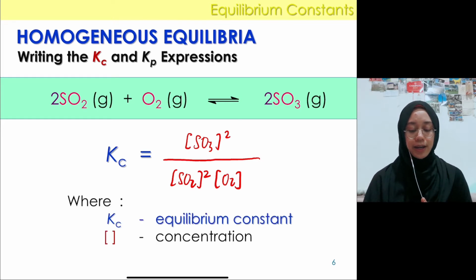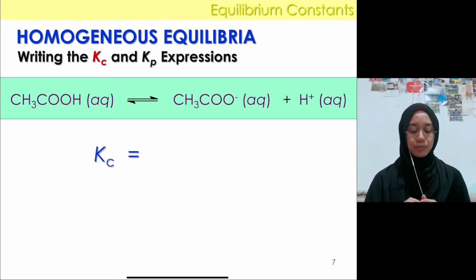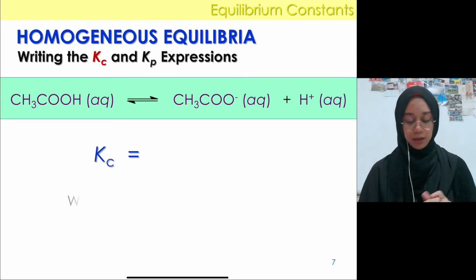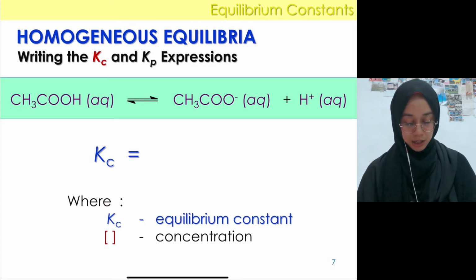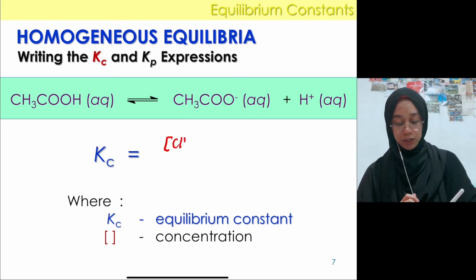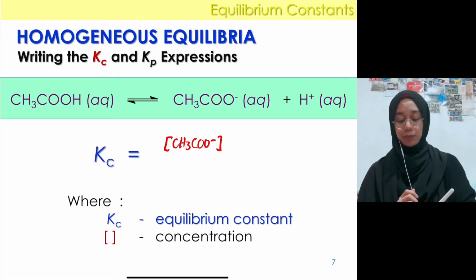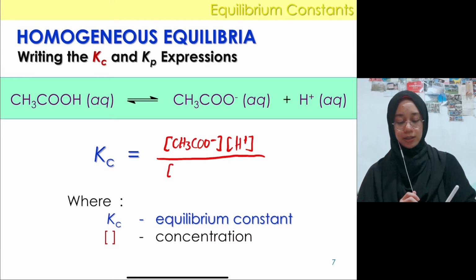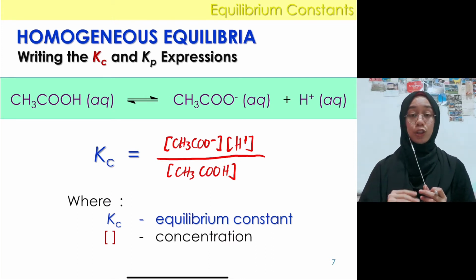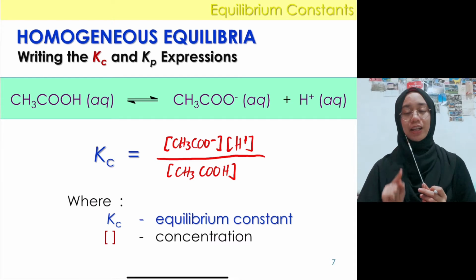Okay, so next kita pergi kepada this one pula. So untuk yang ni kita akan ada acetate ion, CH3COO negative. Okay, so to the power of 1 kan, so tak payahlah. Okay, so and then the H plus and divide by the acetic acid, CH3COOH. Okay, so settle untuk kita punya Kc ni. So Miss just go through cepat kat sini sebab Miss rasa kamu sepatutnya dah tahu buat ni.